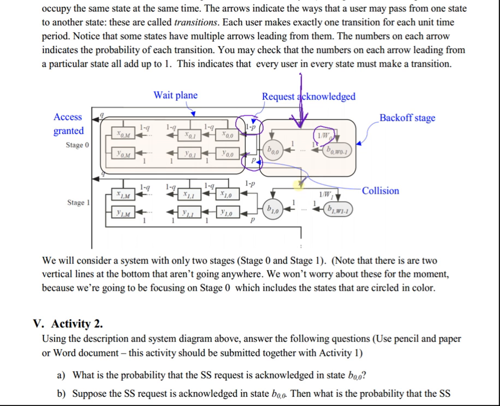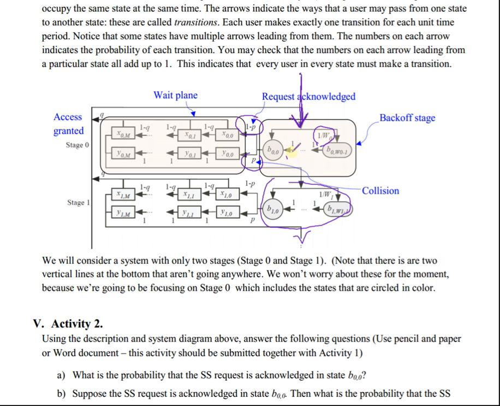And at the next stage, things happen all over again. Here's the second back-off stage, and here's the second wait plane. Now notice there's an arrow going off down here that's not going anywhere. We don't worry about that right now because we're only concerned about this part of the system. Right, so that's a short introduction of what's going on here.